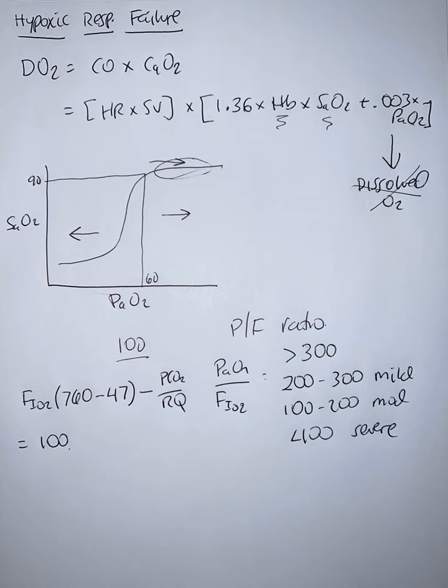That 0.003 times the PaO2 is dissolved oxygen in arterial blood. At sea level on room air, dissolved oxygen is negligible. We don't care about it. So the main determinants of oxygen delivery, given a fixed cardiac output, are hemoglobin and oxygen saturation. Okay? So we know how we can measure hemoglobin. Where do we get oxygen saturation from? How do we find oxygen saturation? Don't say pulse ox. That's not it.